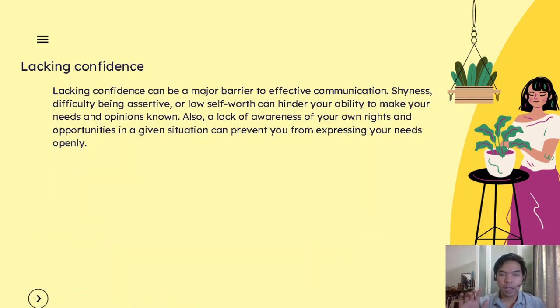Okay. And next and last is we have lacking confidence. So lacking confidence can be a major barrier to effective communication. Shyness, difficulty being assertive, or low self-worth can hinder your ability to make your needs and opinions known.